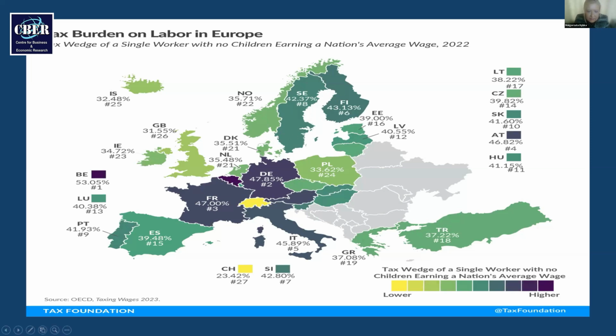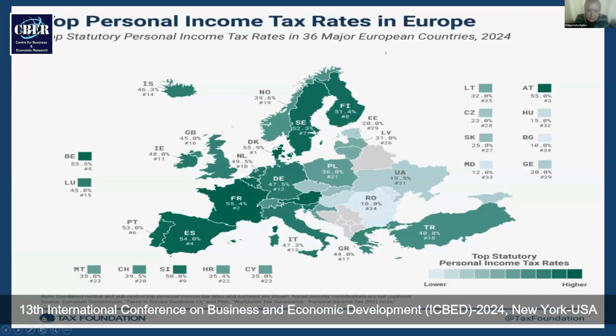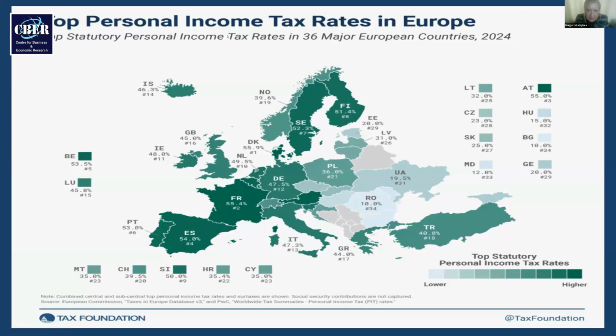But one thing can be perceived, that tax burden on labor in Europe is very high in Germany, in Belgium, and France. And when you look at the second, those countries are also imposing high statutory personal income tax rates on people that are rich.